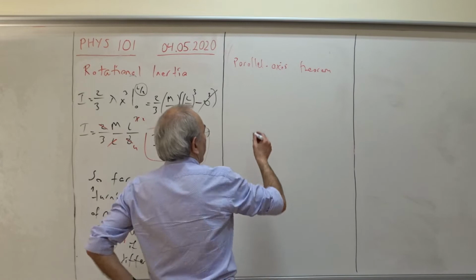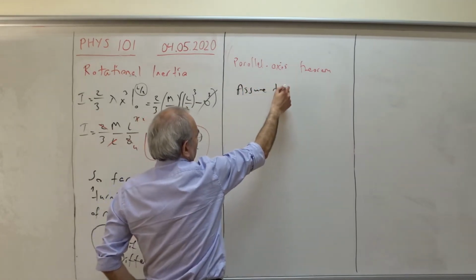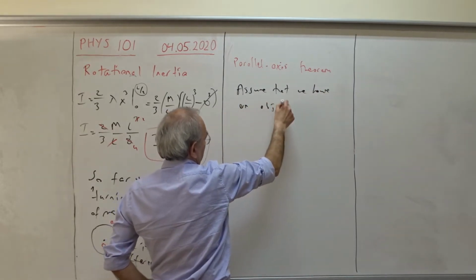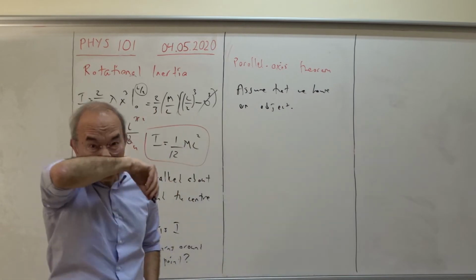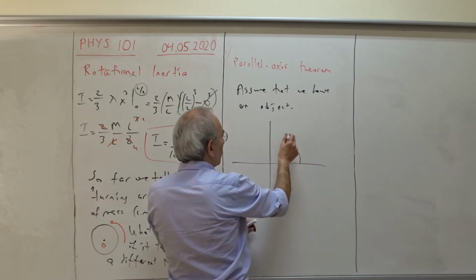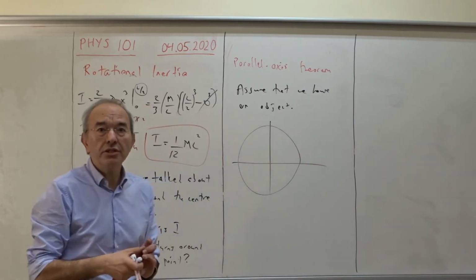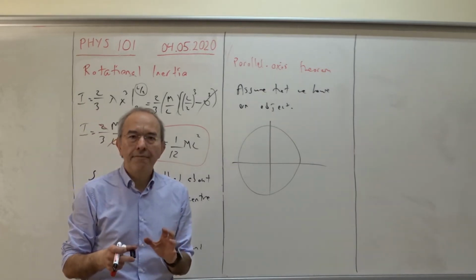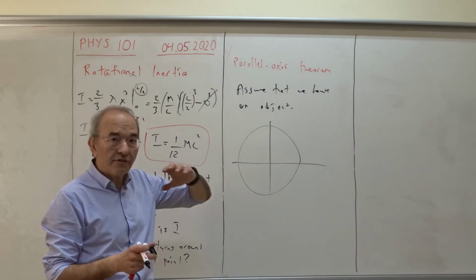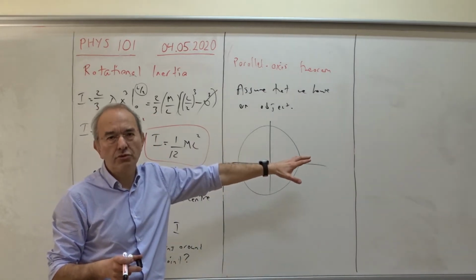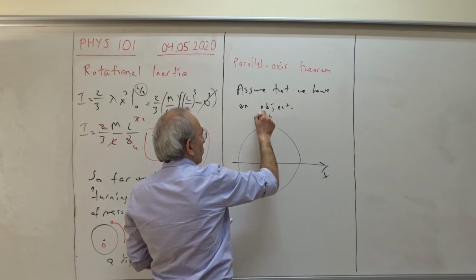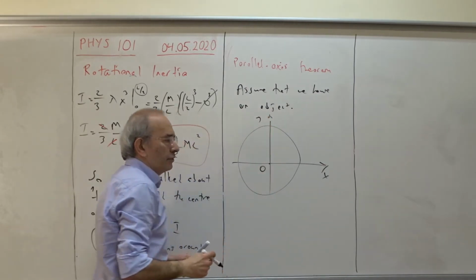Assume that we have an object of any shape. For simplicity, let it be a disk, for instance. Let's say this is the disk. It doesn't have to be, by the way. The equation is not limited only to symmetrical objects or objects having simple geometries. This is a valid expression that I will try to derive. So that's the x-axis, y-axis, and this is the center of mass.